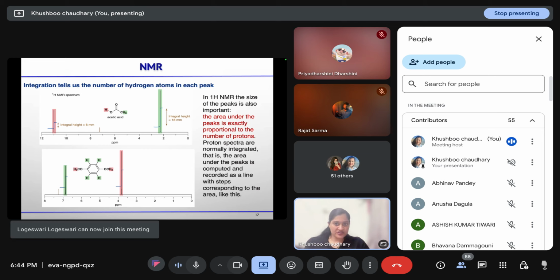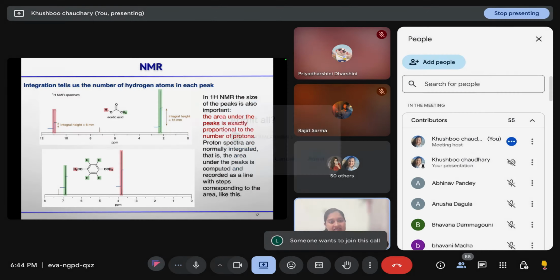Now integration, as we saw previously, will tell us how many protons of the same kind are there in that signal, or how many protons that signal corresponds to. For getting the integration, there is software for analyzing NMR spectra. MNova is there, Topspin is there, which we will use. They will give you integration manually, and you can also get it automatically.